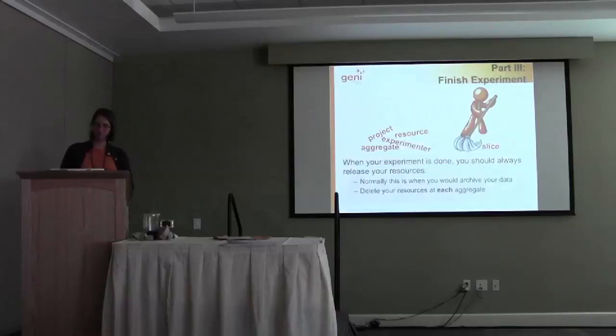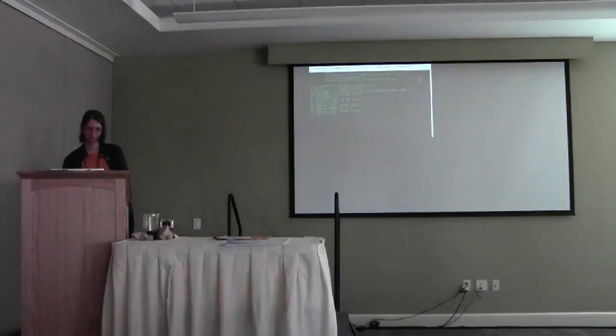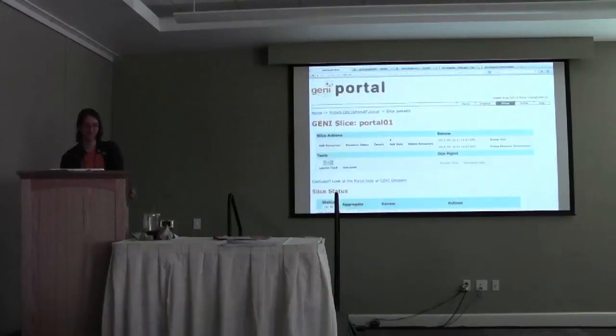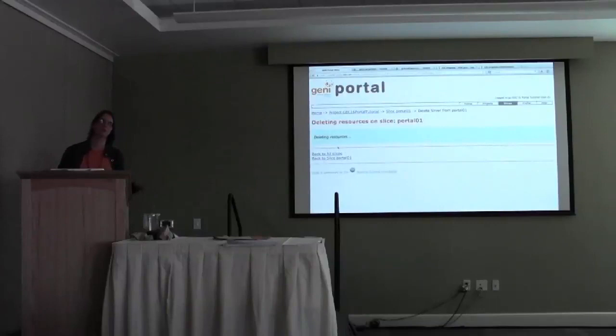Make sure to save anything you want, and then hit delete at each aggregate. There's a delete button on the far right on the slice page for each aggregate. I'm going to go back to my slice page and click delete. We're going to do this twice. Click delete and wait for it to come back and say it tried to delete at one place and it was successful.